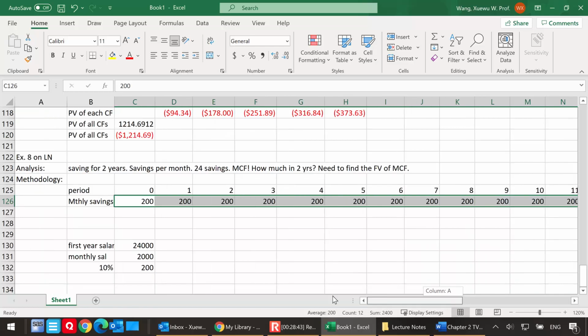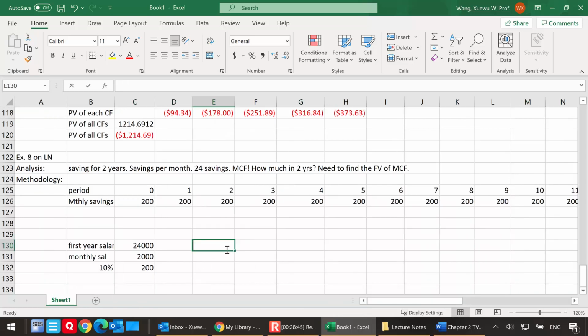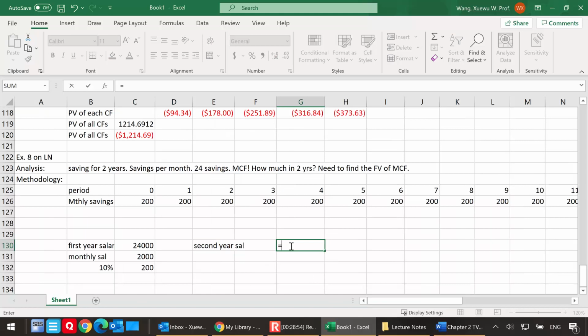Okay. All right. So now you can do a little calculation here. Again, second year salary. All right. So what is this person's annual salary now? Well, in the first year he earns 24,000. And then his salary goes up by 10%.